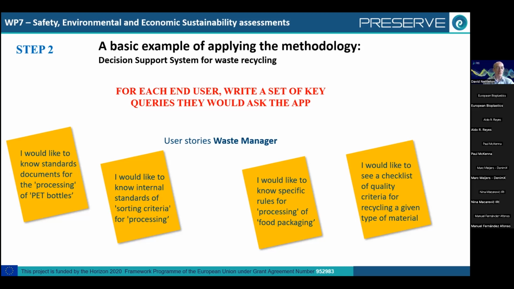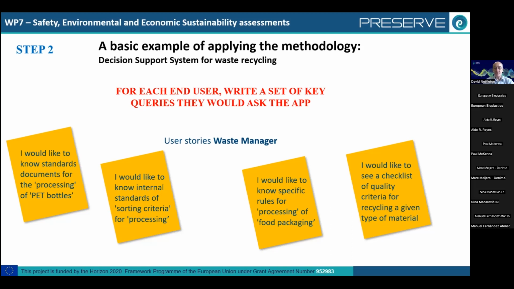First, I would like to know standards documents for the processing of PET bottles. Okay, so PET bottles is one of the high frequency waste which has to be processed, and so would like to know some standards documents for that. Another second user story, I would like to know internal standards of sorting criteria for processing. So internal standards may be of their own company, so something specific which is not like a public document. Third user story, I would like to know specific rules for processing of food packaging. So here, this would be like rules which are also maybe internal standards, or they could be generic rules, yeah?